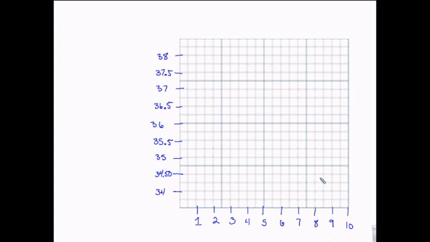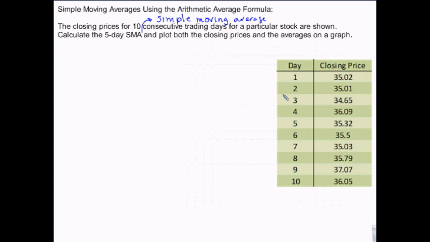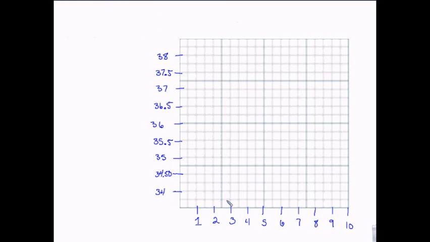And on day 1, we were 35.02. So on day 1, we're just a little bit above 35. And on day 2, we're at 35.01. So pretty much in the same place, because the penny's not going to show up a lot on this particular graph. Then we're at 34.65. Whoops, that's not day 2. This is day 2. Okay, so day 3 is 34.65. Here's 34.50. Here's 34.75. So I'm somewhere in between there.